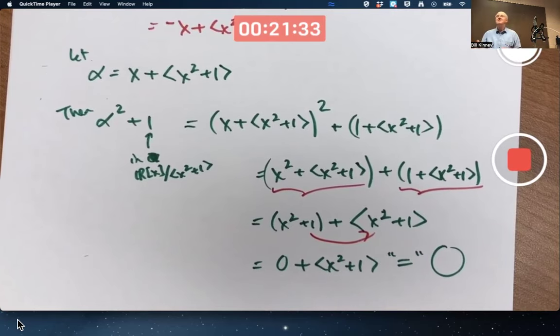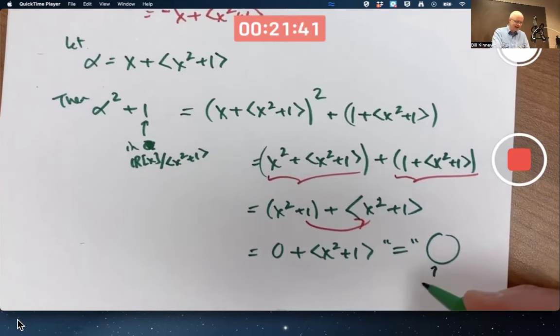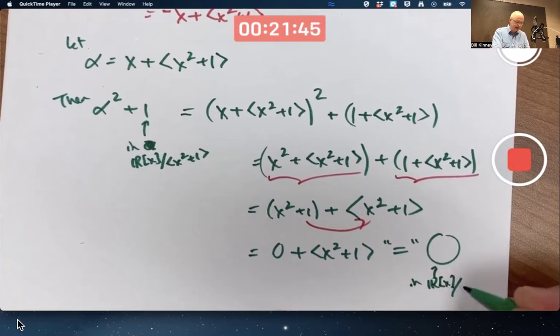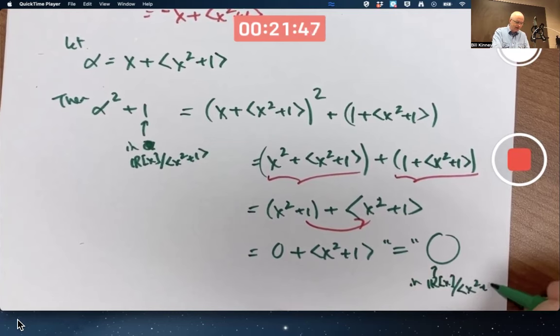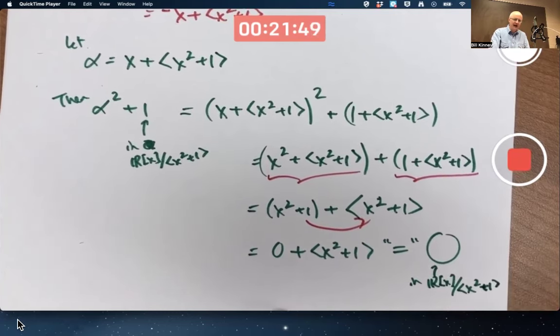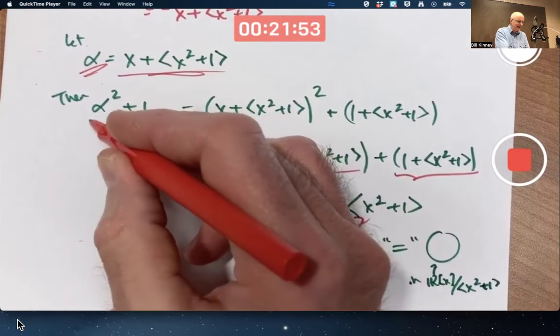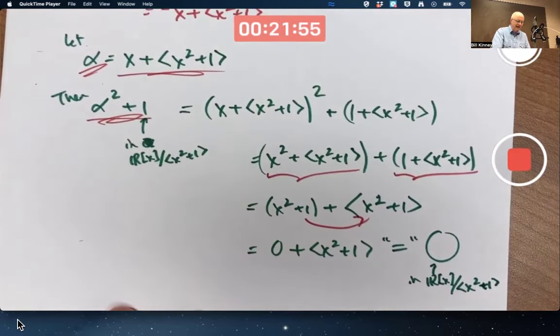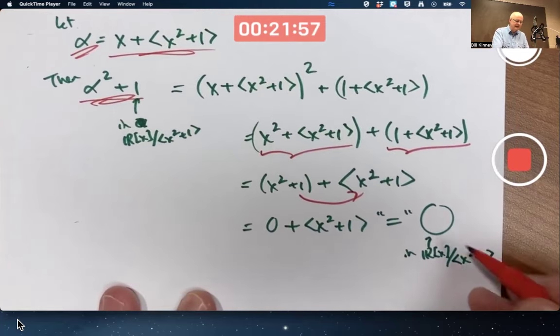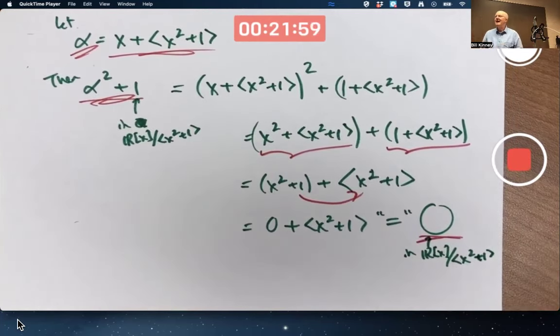Whoa. What have I just done? This is in the field, where that is defined as a factor ring. What have I just done? I have just verified that this element, which is a coset, has the property that when you square it and add the unity, you get 0. It's a root of x squared plus 1, in other words.